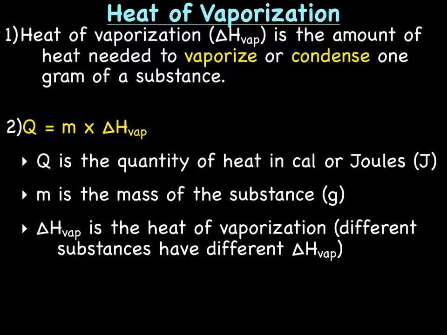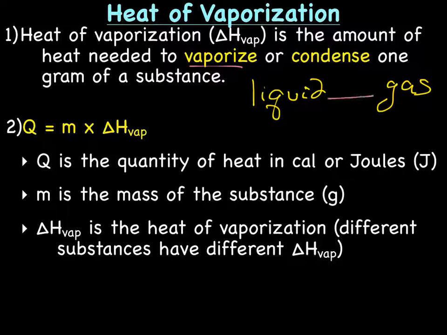Next up, heat of vaporization. Heat of vaporization, or delta H vap, is the amount of heat needed to either vaporize or condense 1 gram of a substance. So if we're vaporizing or condensing, we're talking about the liquid and gas phases. If we're vaporizing, we're going from liquid to gas. And if we're condensing, we're going from gas to a liquid.